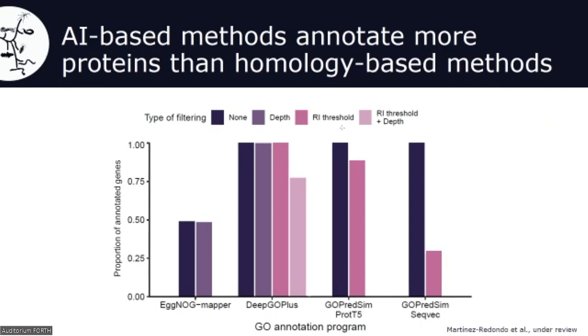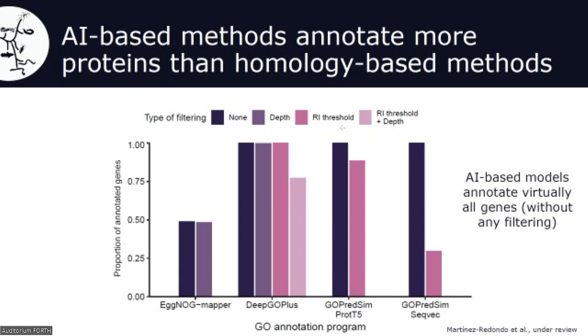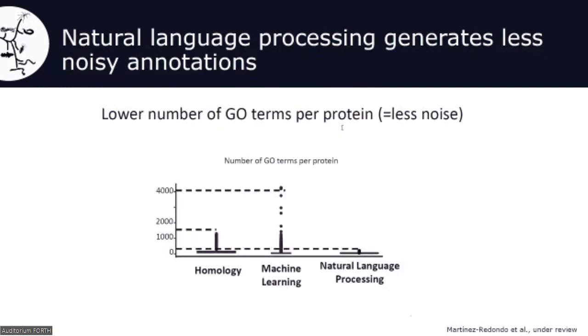So we can see that it reduces a bit, especially for GoPredSim, but still, especially the GoPlus and GoPredSim with Prot5 model, the proportion of genes that are annotated is much higher than based on homology. Okay. Another interesting thing is that the number of GO terms that you get is much higher when you use deep learning and, well, a bit homology compared to the natural language processing.